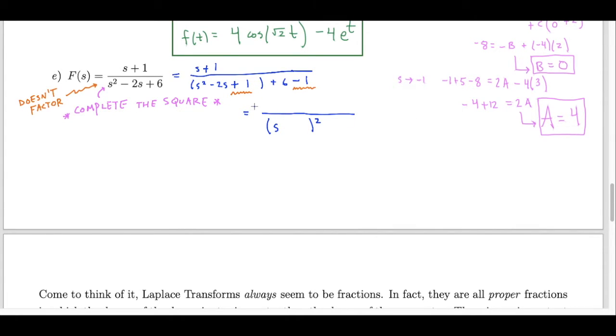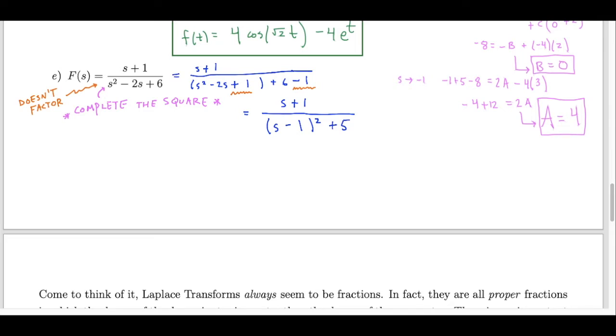And if you look at it quickly, maybe you can identify that sure enough, s minus 1 squared would yield this quadratic. And then I still have this term in my denominator, so I'll still have that plus 5. My numerator is unchanged.